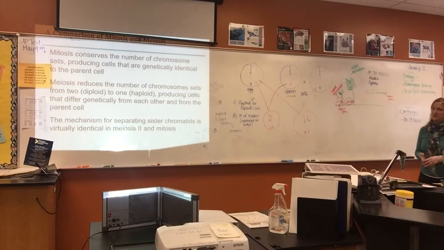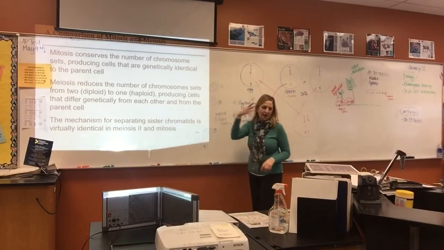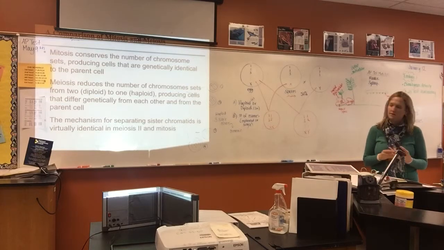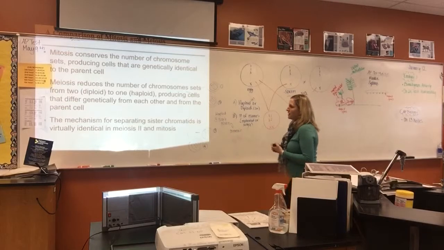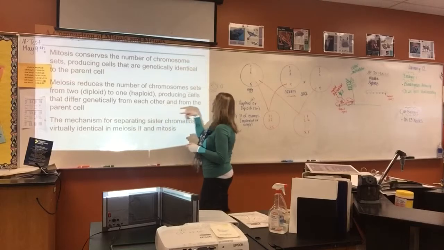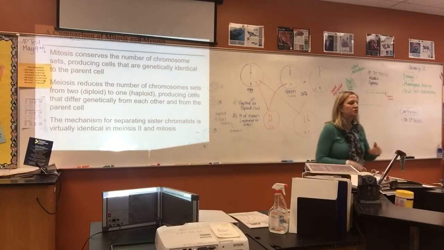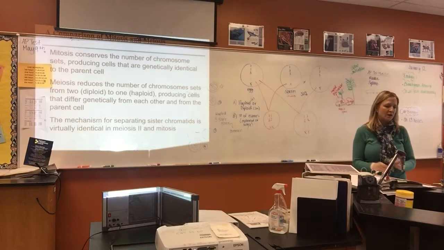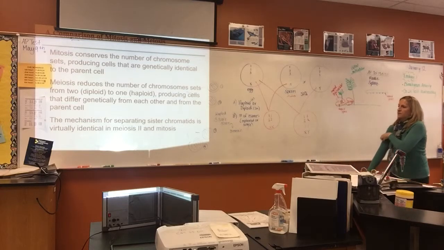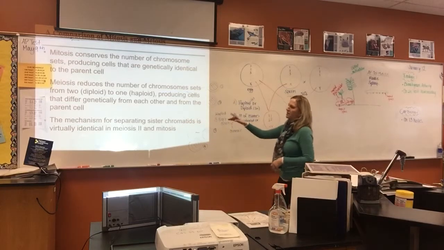And meiosis, on the flip side, reduces the number of chromosome sets from 2 to 1 set. So we have 2 in every one of our somatic cells, goes to 1. It says that they differ genetically from each other and from the parent cell. At the end of meiosis, when you get those 4 cells, how is it that they differ genetically from one another? What contributes to that? Crossing over, absolutely. And so then you separate the sister chromatids in meiosis 2.